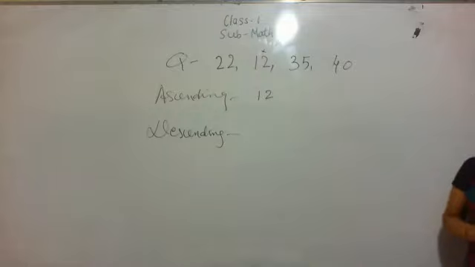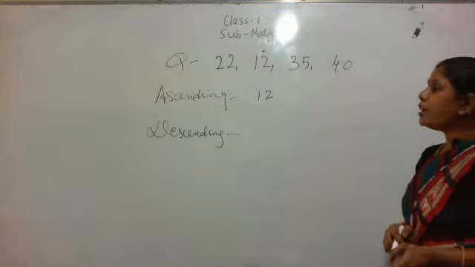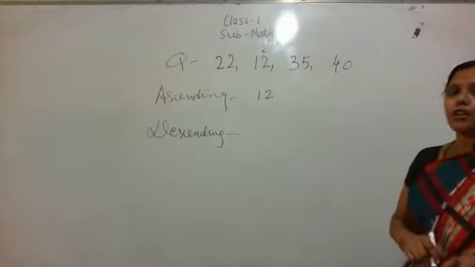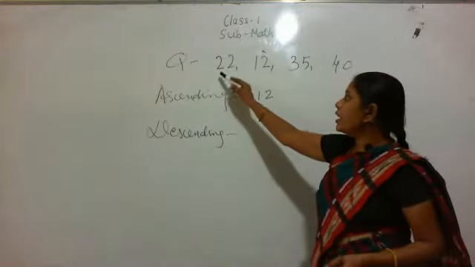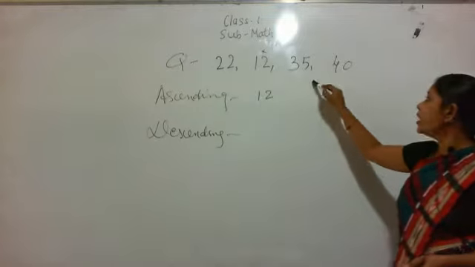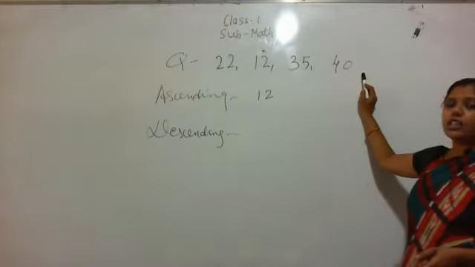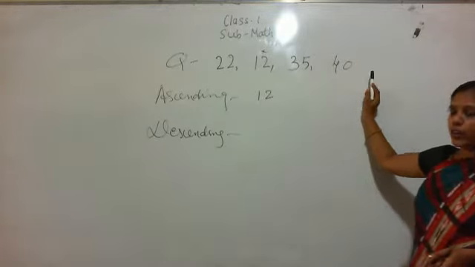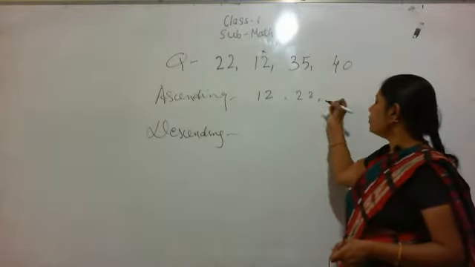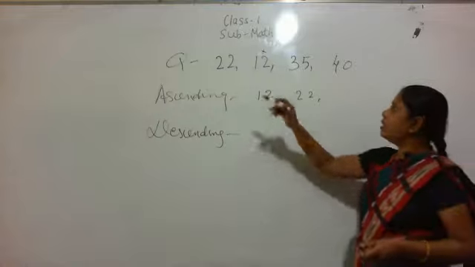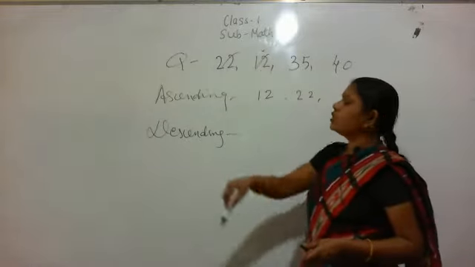Now identify the next smaller number from the remaining numbers. So first check which numbers remain: 22, 35 and 40. Which is the smallest number? 22 is the smallest. So next comes 22. Now this is over and this is also over.